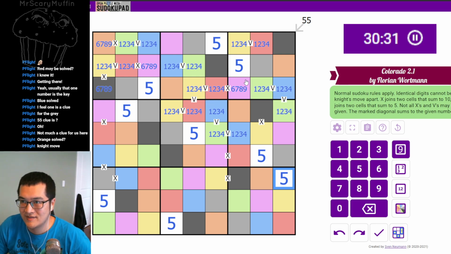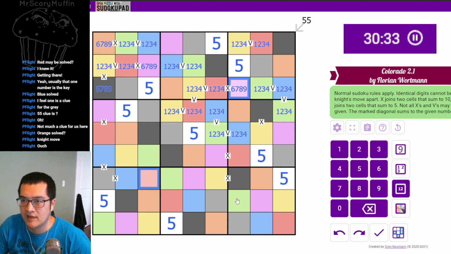Let's think about this. We know that this and this red is a 10. We know that's a 10. That's a 5. That's 15. So blue and light gray is a 10. So that's a 10. That's 25. So these remaining numbers must be 30. Right? 10, 20, 25. So that's 30.